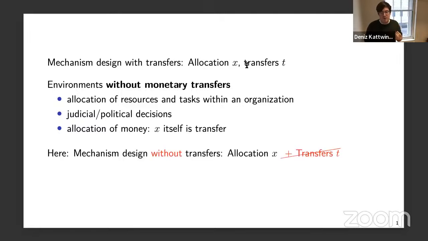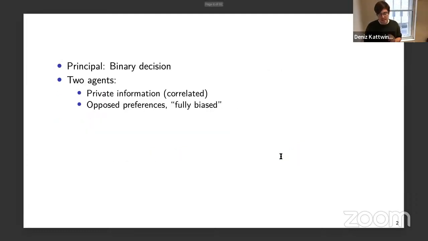What we're doing here is the usual thing, but we take one instrument away, the transfer. The model I'm going to show you will be very basic, very stylized. We will have a principal who is facing a binary decision. There will be two agents. They will have some private information, which we allow to be correlated. And they will have completely opposed preferences. One agent wants one action, the other one wants the other action.